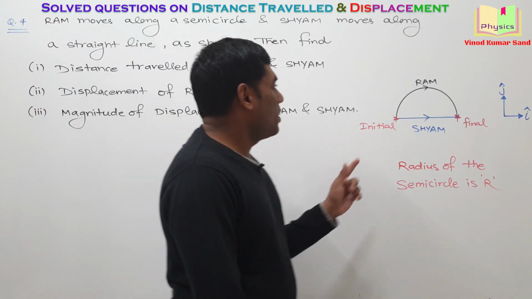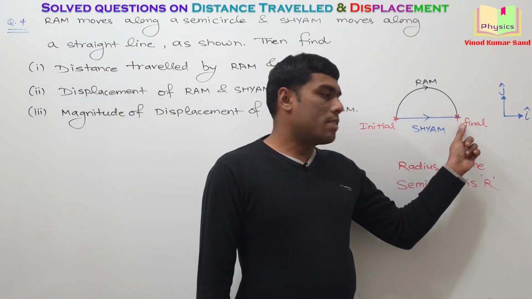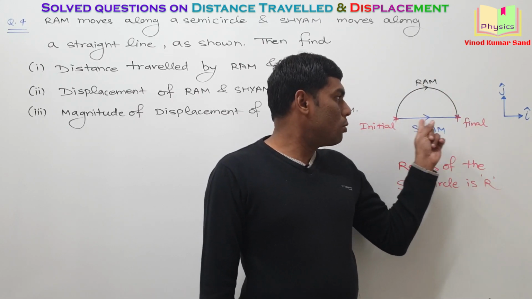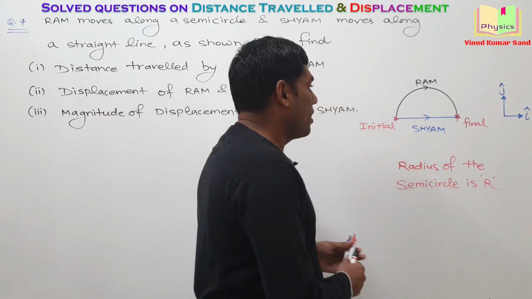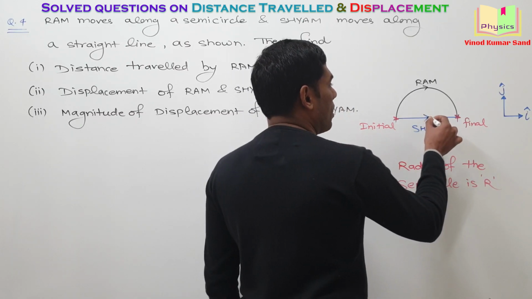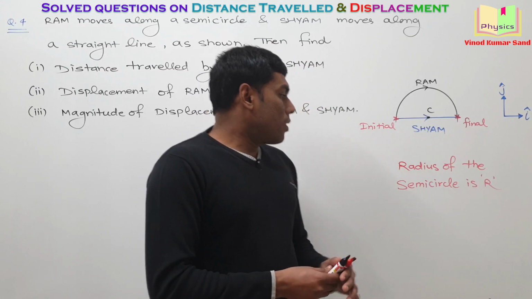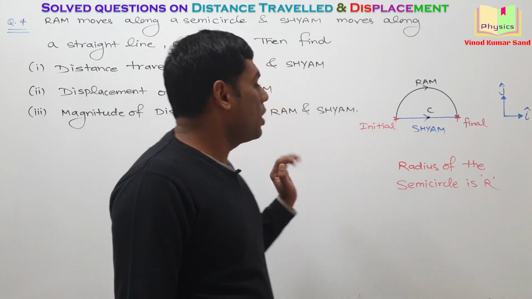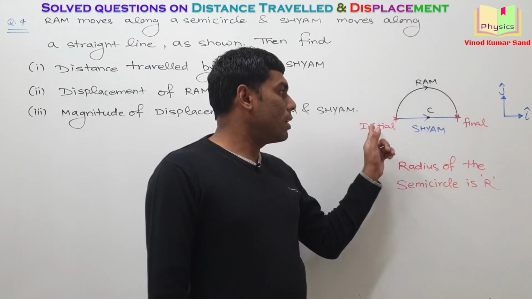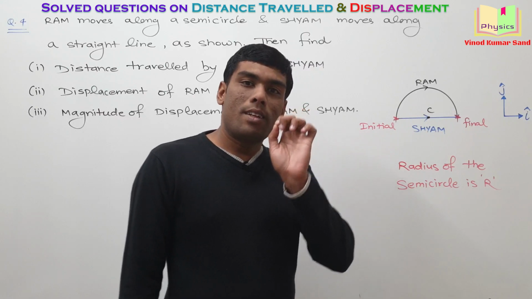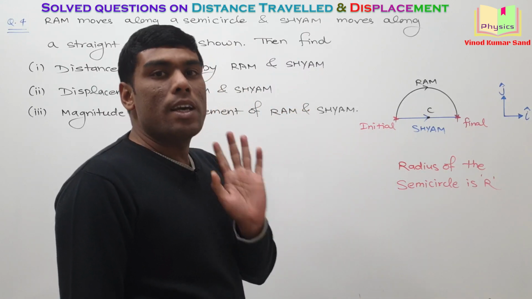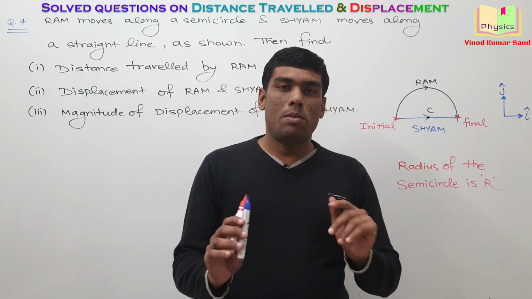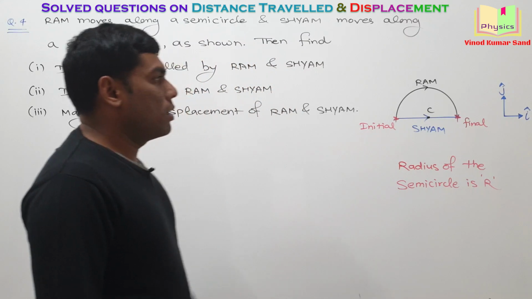Here is the next question. This is the starting point and this is the ending point. Ram moves along a semicircle while the Shyam moves along a straight line. Here is the center of the circle. The radius of this circle is given as r. Now we need to find the distance traveled by the Ram, the distance traveled by the Shyam, the displacement of both Ram and Shyam, as well as the magnitude of displacement. Getting the question? Simple one. Pause the video and try to answer it yourself.